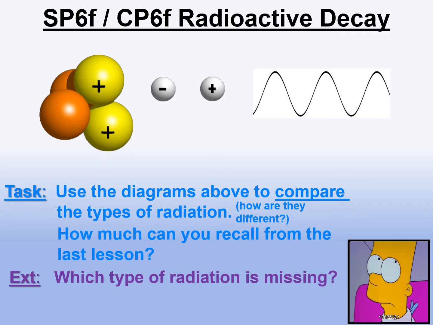So clearly we have got an alpha particle out at the top, 2 yellow protons, 2 orange neutrons. Next to that, we have got a beta minus particle, which is an electron in effect. And then next to that, we have our positron that we came across last lesson. We'll be coming across them a lot more in this lesson. And then next to that, we have a gamma wave being represented there by the squiggly line. Anybody remember which type is missing from that?